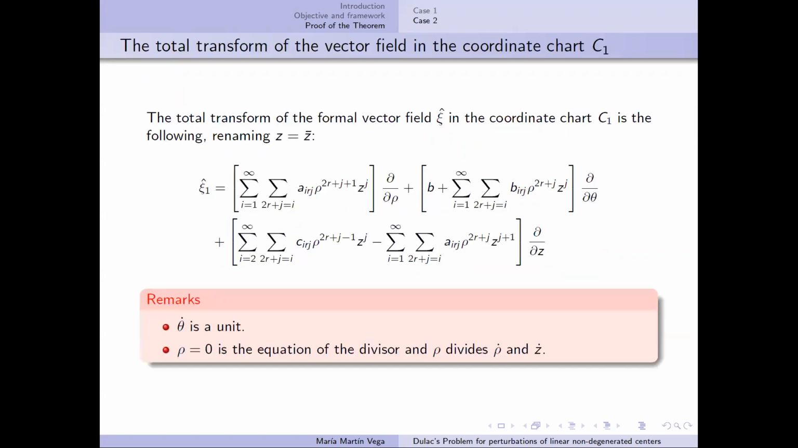We can take the total transform in the first chart. We will be from now on working with this first chart, and this is just the expression after this blowing up. What is remarkable here is that the derivative of theta is a unit. Well, here we can pick this as a 1. And the equation of the divisor, that is rho equal to 0, rho is dividing both the derivative of rho and the derivative of z.